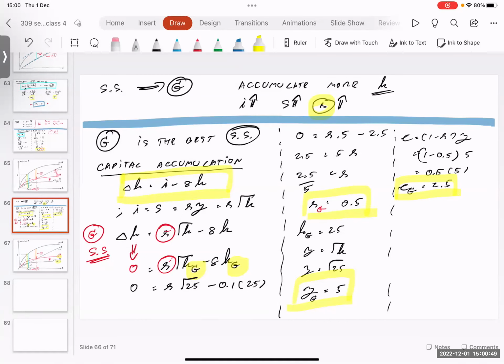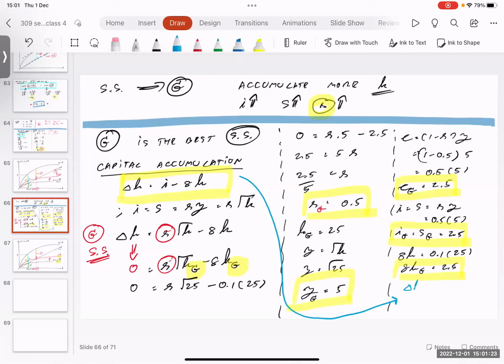Okay. Investment equals saving equals sY, which is 0.5 multiplied by 5. Investment at the golden rule equals saving at the golden rule, equal to 2.5. Done. Delta K equals 0.1 multiplied by 25. Delta K at the golden rule equals 2.5. Done. And then we can double check it.